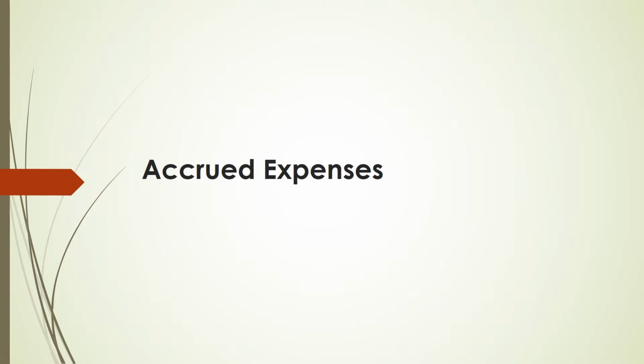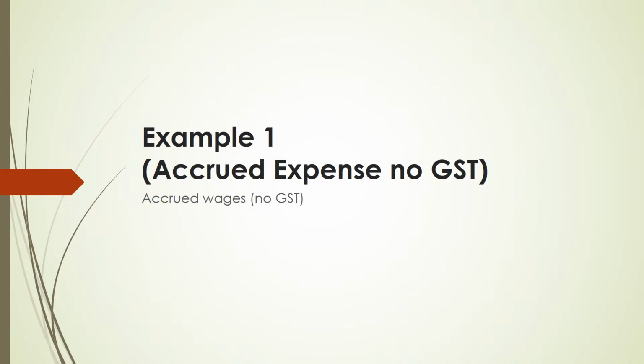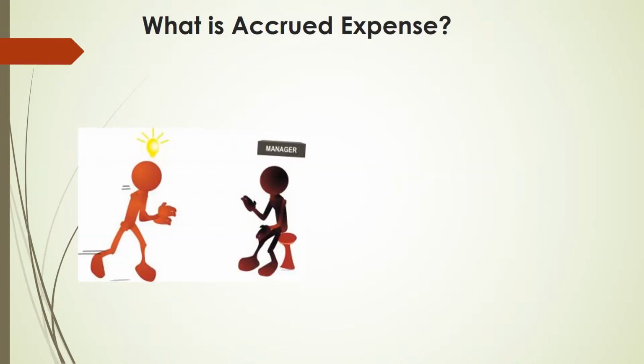Next, let us look at accrued expenses. So with accrued expenses, they are basically expenses that have been incurred but not paid. So our first example would be accrued wages, which does not attract GST. So what is accrued expense? Let us have a look at this example here.